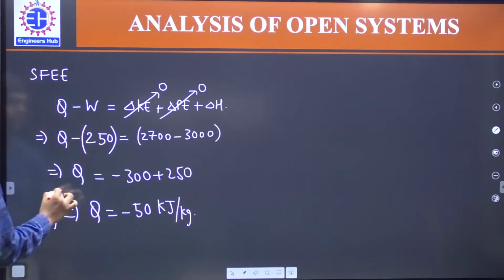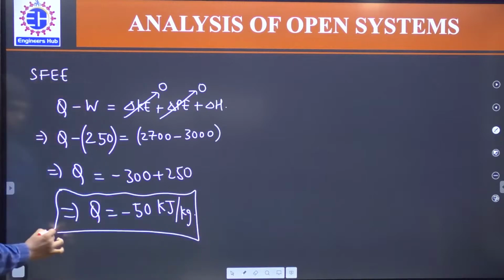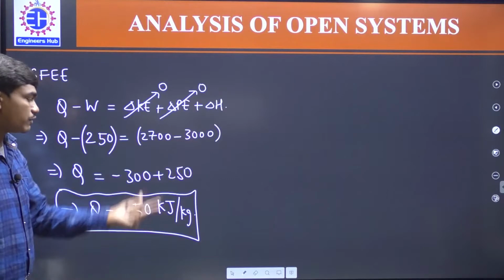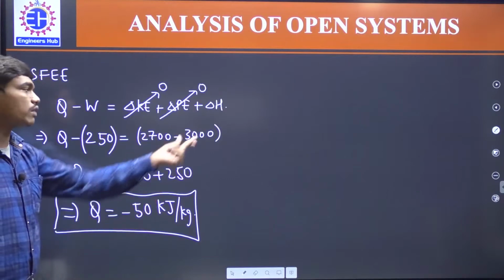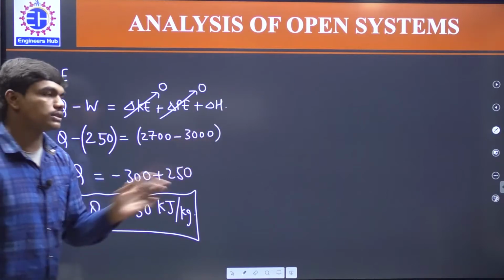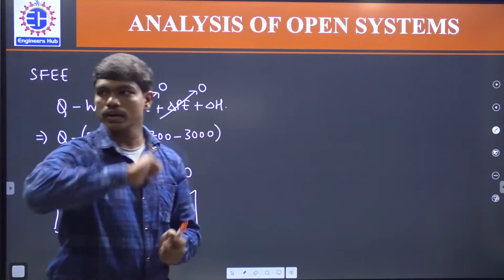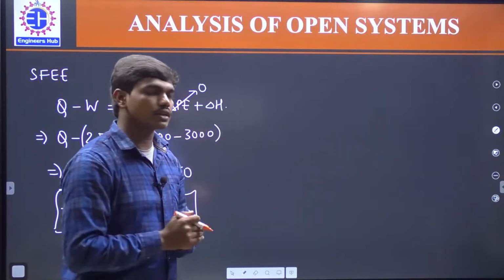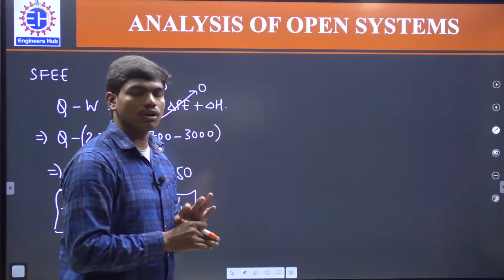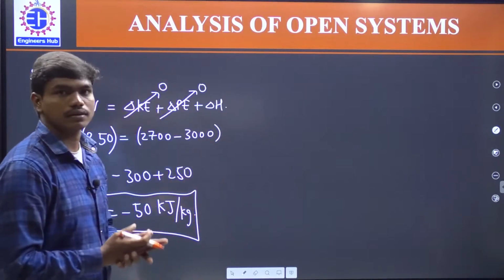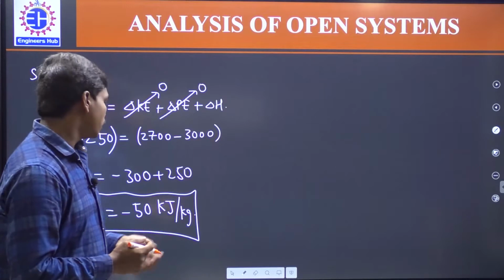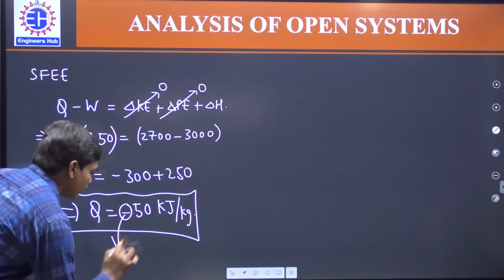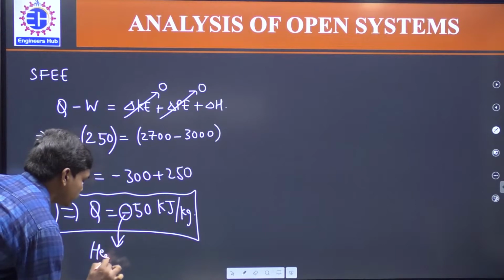When you compare this heat loss with the enthalpy values, 2700 and 3000, 50 is very small compared to 3000. Generally, in practical cases also, turbines are very well insulated, so the heat loss from the turbine to the surroundings is not that large. So this is minus 50, and the minus sign indicates heat lost.